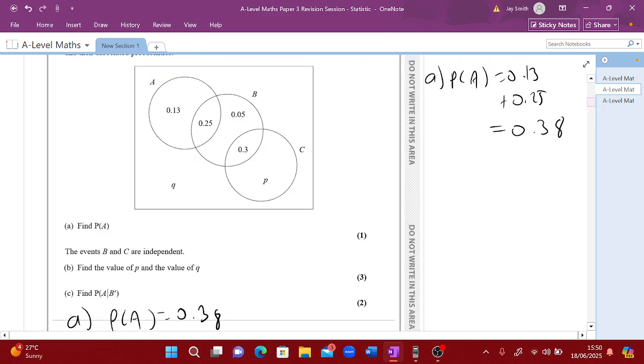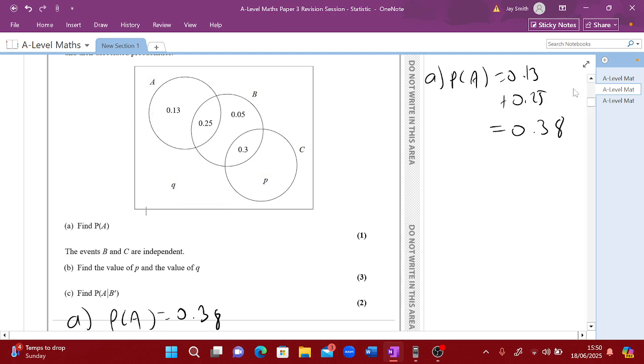Cool. Then we need to find Q. Q is the number inside the box. Now, every number in the box, all the probabilities have to add up to 1. We have to include everything, right? So that means all these numbers in total, all of them, have to add up to 1.